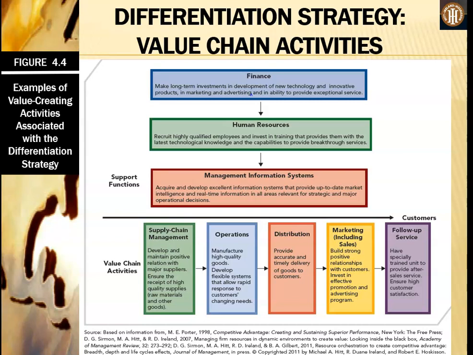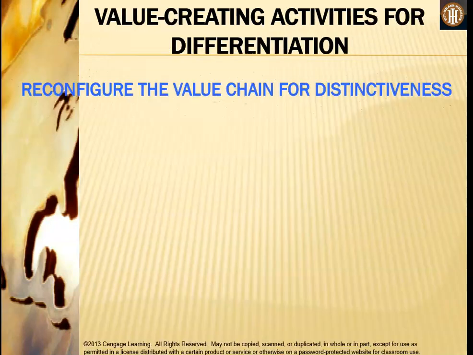For management information systems, they acquire and develop excellent information systems that provide up-to-date market intelligence and real-time information in all areas relevant for strategic and major operational decisions. So we will see the stark differences between how the value chain activities function with the cost leadership strategy as opposed to the differentiation strategy.